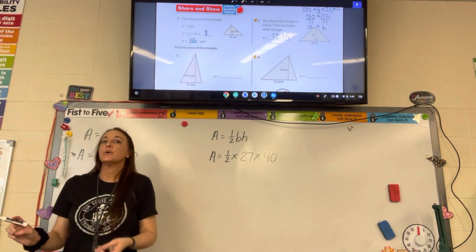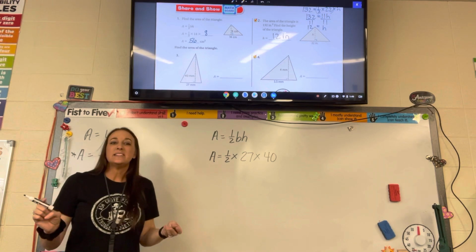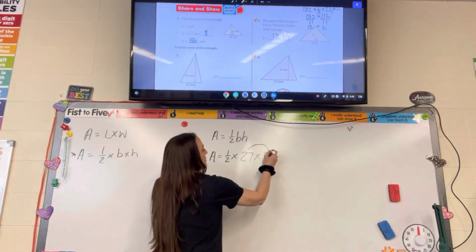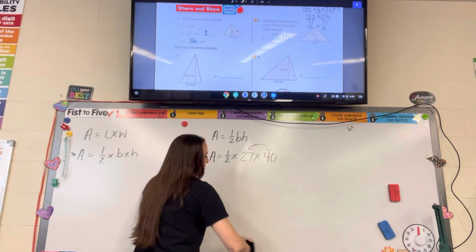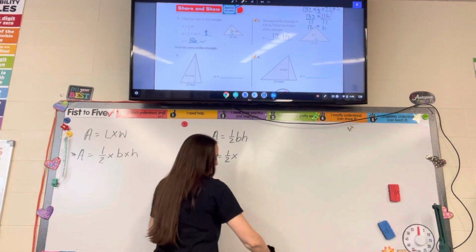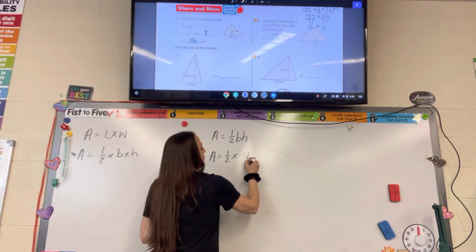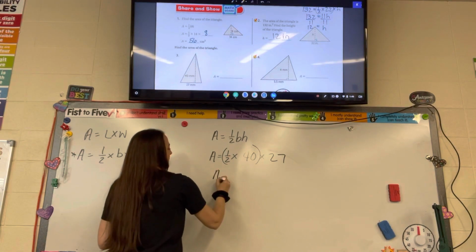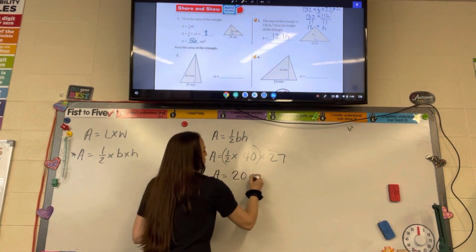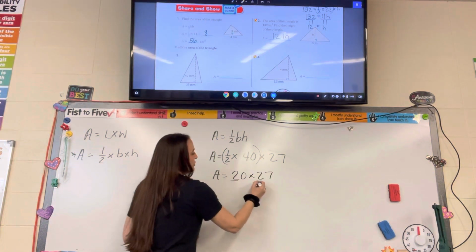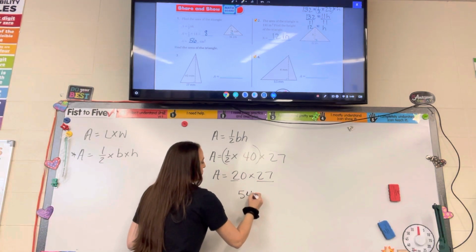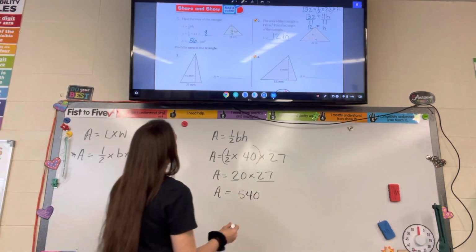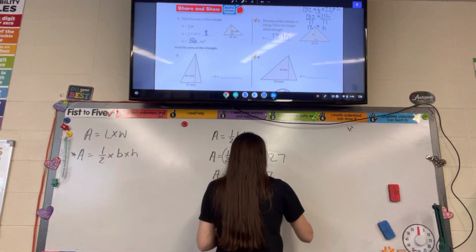27 is an odd number, so it's not really easy to take half of that, but watch this. Remember, with multiplication, you can flip-flop them, so I can put that 40 next to the half instead. 40 times 27. What's 1/2 of 40? 20 times 27. Basic fact, 2 times 27 is 54 with a 0 behind it. Area equals 540 millimeters squared.